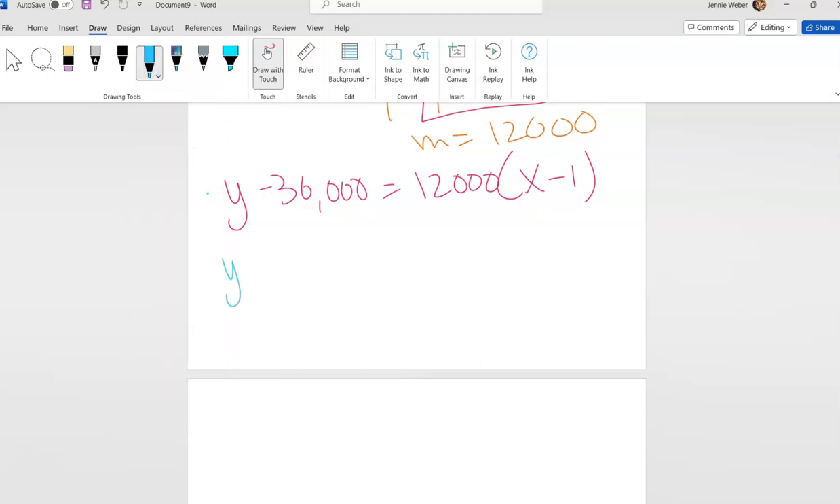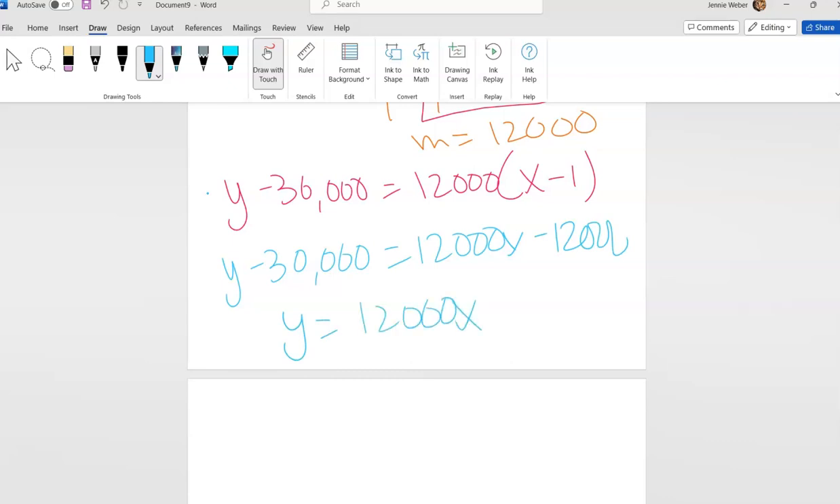Okay, so now y minus 30,000, I'm going to distribute over here: 12,000 x minus 12,000. And I'm going to move this 30,000 over. So I have 30,000 minus 12,000. So this is plus 18,000. Okay, so this is my equation.